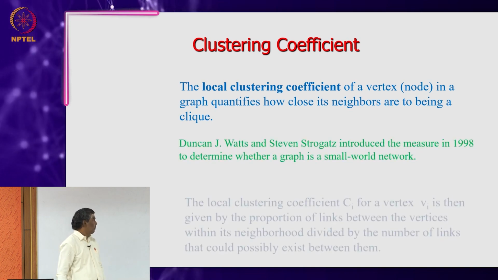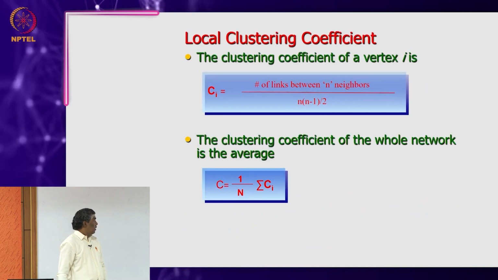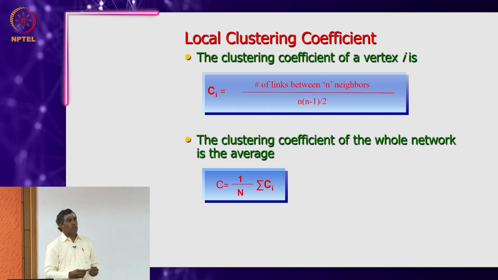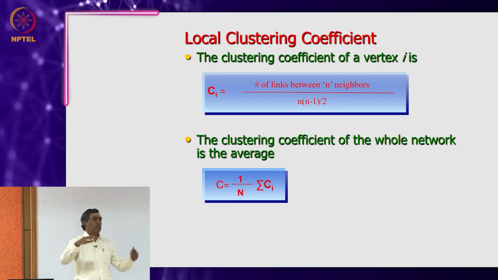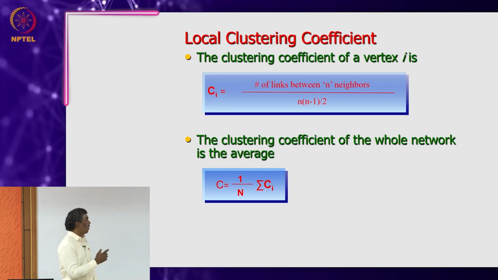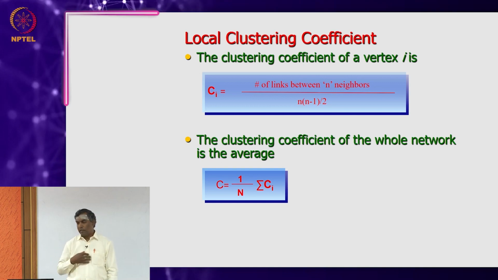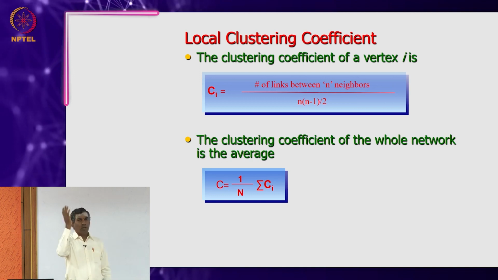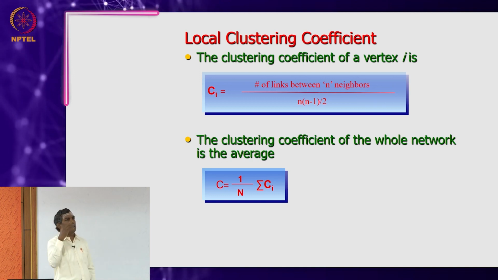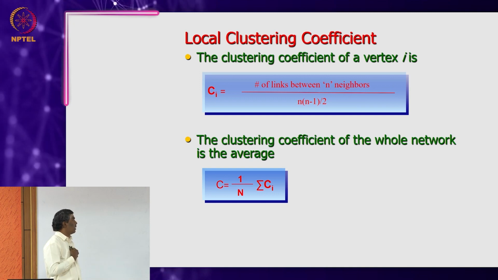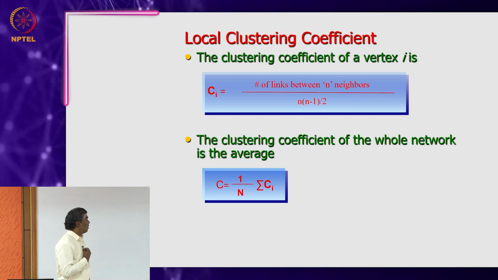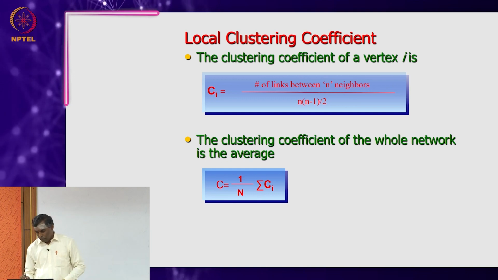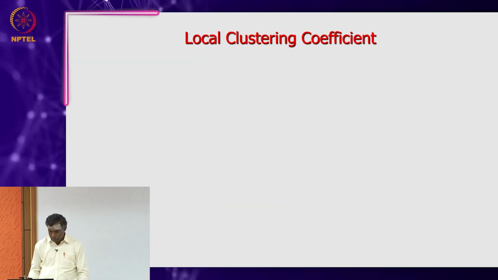There are two types of clustering which I have mentioned here. One is a local clustering, the other one is a global clustering. Local clustering you can do by the number of links between the neighbors. The global clustering is just finding all the local clusterings and then dividing by the total number. That's the logic. So let us look into this. I think I have a graph example.